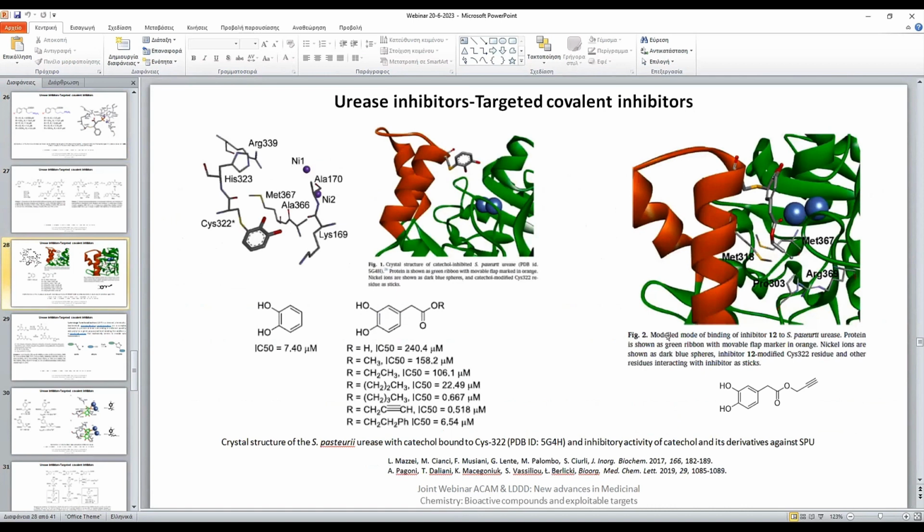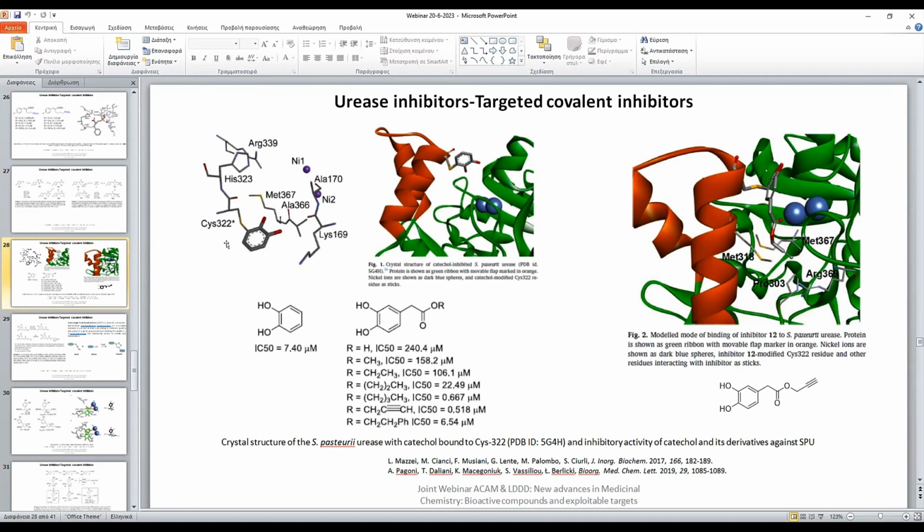In 2017, Professor Ciurli from the University of Bologna, since we are in Italy, the hosts are in Italy, suggested that catechol, this simple organic molecule, is a covalent inhibitor of urease. And he proved, he had a crystal structure, and he proved that catechol interacts with cysteine 322, makes a covalent bond, and also oxidizes catechol to orthoquinone.